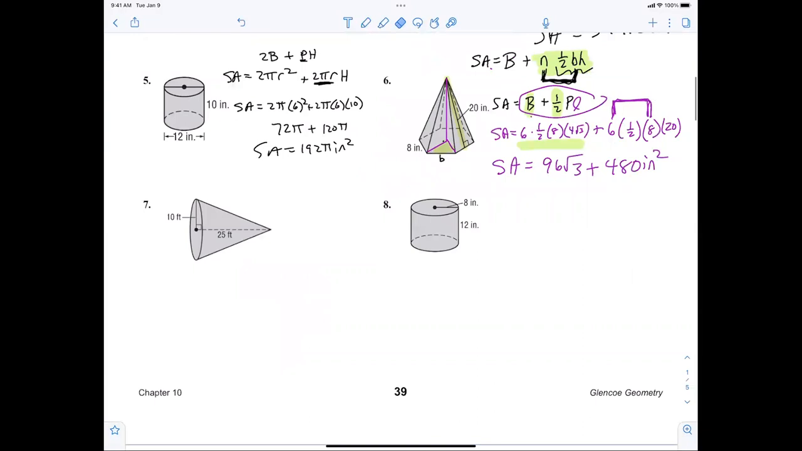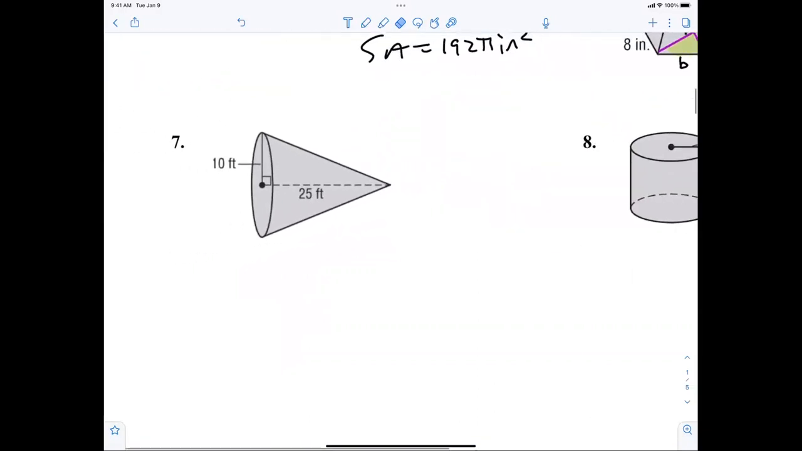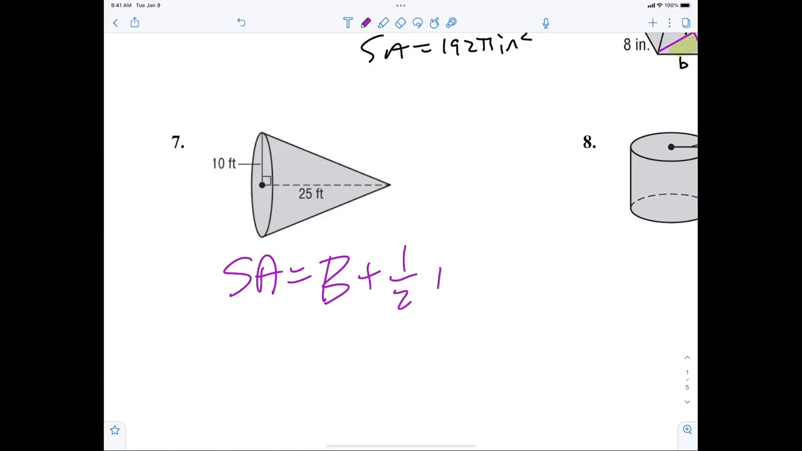Uh-oh. Number 7. 7 is called a what? It's called a cone, but a cone is a special pyramid. It's a pyramid with a what? Circular base, correct? Does the formula change? It kind of changes a little because the base is not a polygon. But that's where our knowledge comes in. Surface area is equal to the area of the base plus 1/2 perimeter times slant height.